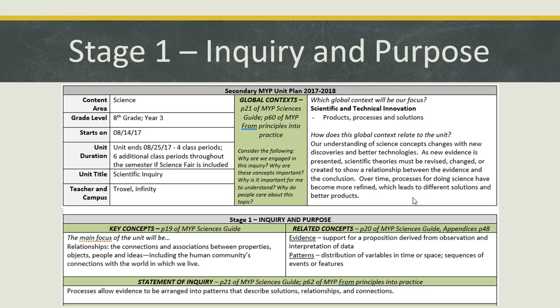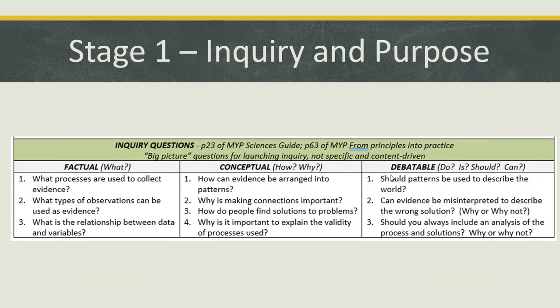The key concepts and related concepts deal with relationships, evidence, and patterns. The global context is scientific and technical innovation, products, processes, and solutions. Obviously, with scientific inquiry and the science fair, the scientific process is a very big part of that. The statement of inquiry: processes allow evidence to be arranged into patterns that describe solutions, relationships, and connections. Some of the big picture inquiry questions center around collection of evidence, arranging that evidence into patterns, and then can that evidence be misinterpreted, or is an analysis of your evidence needed?